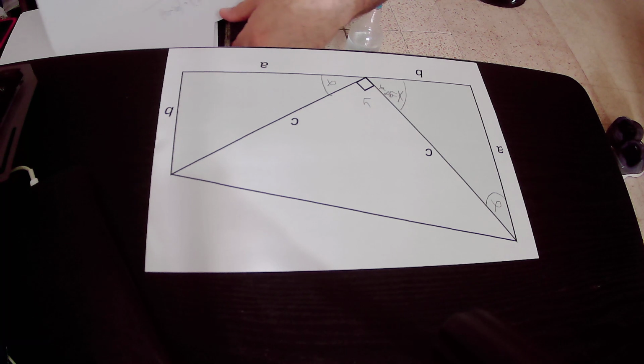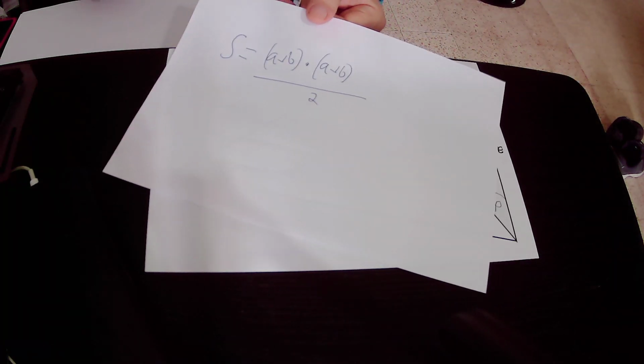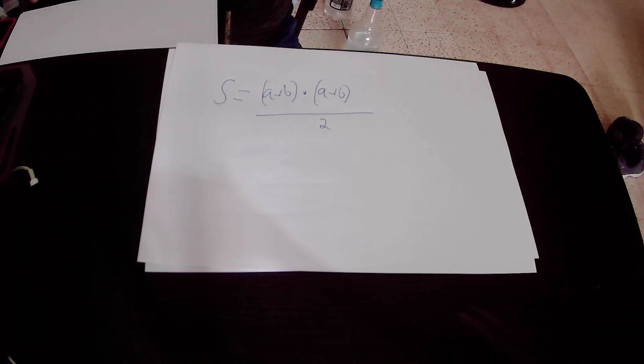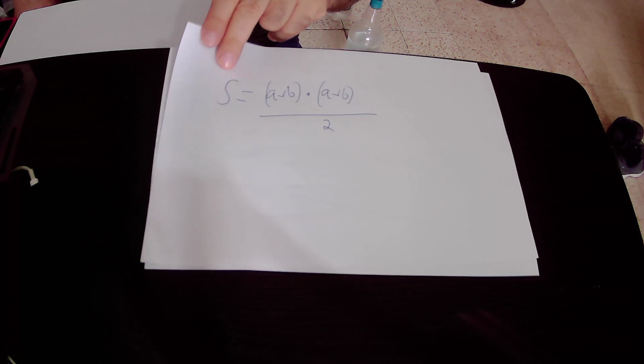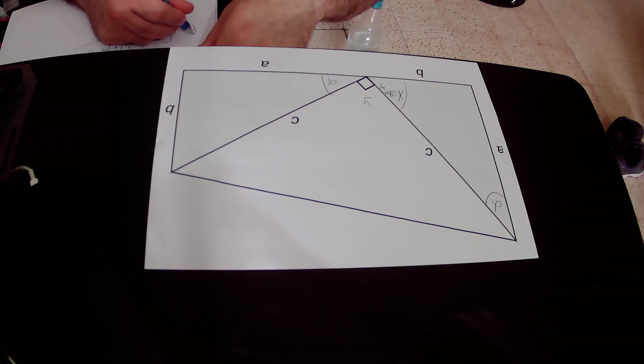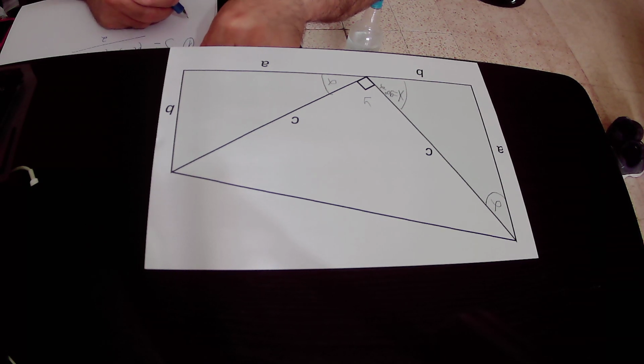As you can see here, the area of the trapeze is the sum of its parallel sides, that is A plus B, times its height, that is also A plus B, divided by 2. So that is the first way to calculate the area of the trapeze. Now we will calculate the area of the trapeze in a second way.